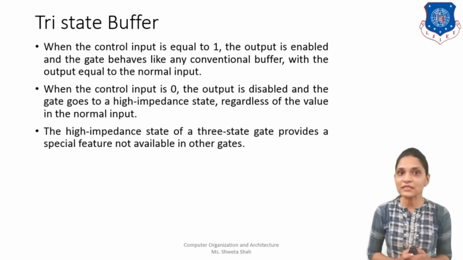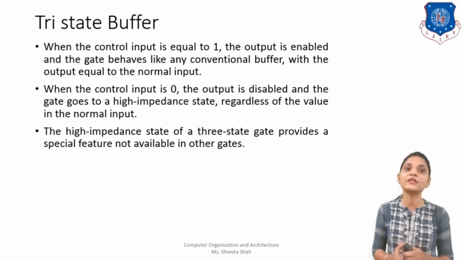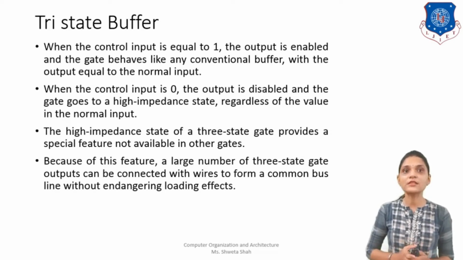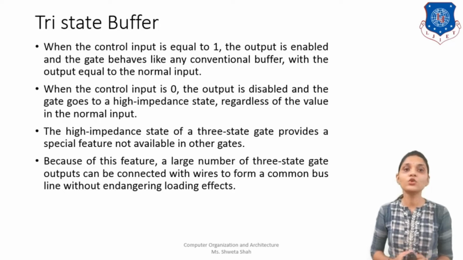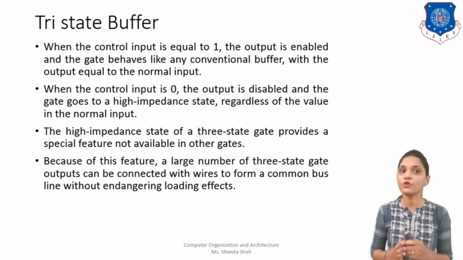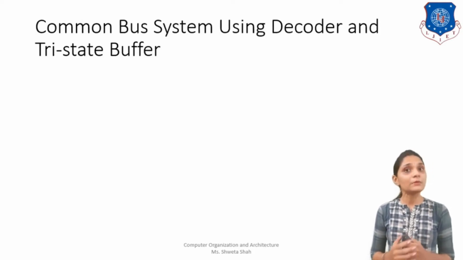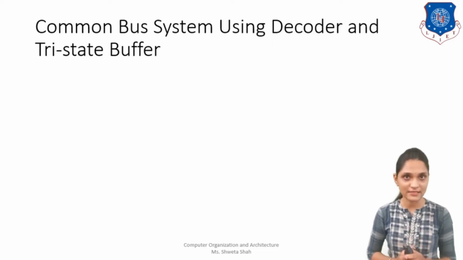The high impedance state of the tri-state gate provides a special feature that is not available in another, or you can say conventional gate. Because of this feature, a large number of tri-state gate outputs can be connected together to form a common bus line without enlarging loading effects. So this is a very useful concept for designing your common bus system. So let us see how we can design the common bus system using this tri-state buffer.